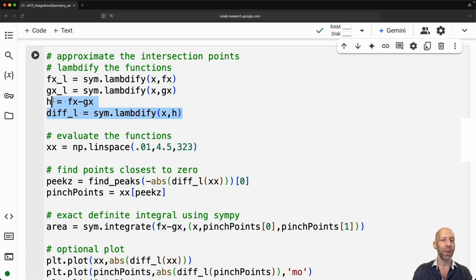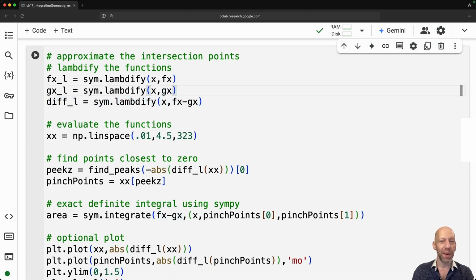So these two are equivalent to each other. But this is how I chose to write it. So now I have a new function, a Python function that comes from SymPy from lambdifying this function difference. And remember, we want to know where this thing is equal to 0. So we're going to evaluate these functions numerically.